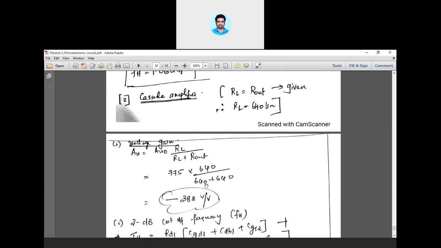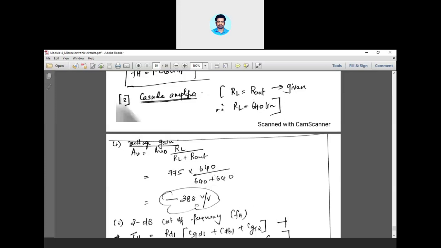So in this case, in the question it has been given that you have to take RL equal to R out. So when you take RL equal to R out, that is 640 kilo ohm, see, both are 640 kilo ohm, isn't it? Then you are getting a gain of minus 388, which is very much large. So a drastic increase in gain has been achieved in the Cascode amplifier.